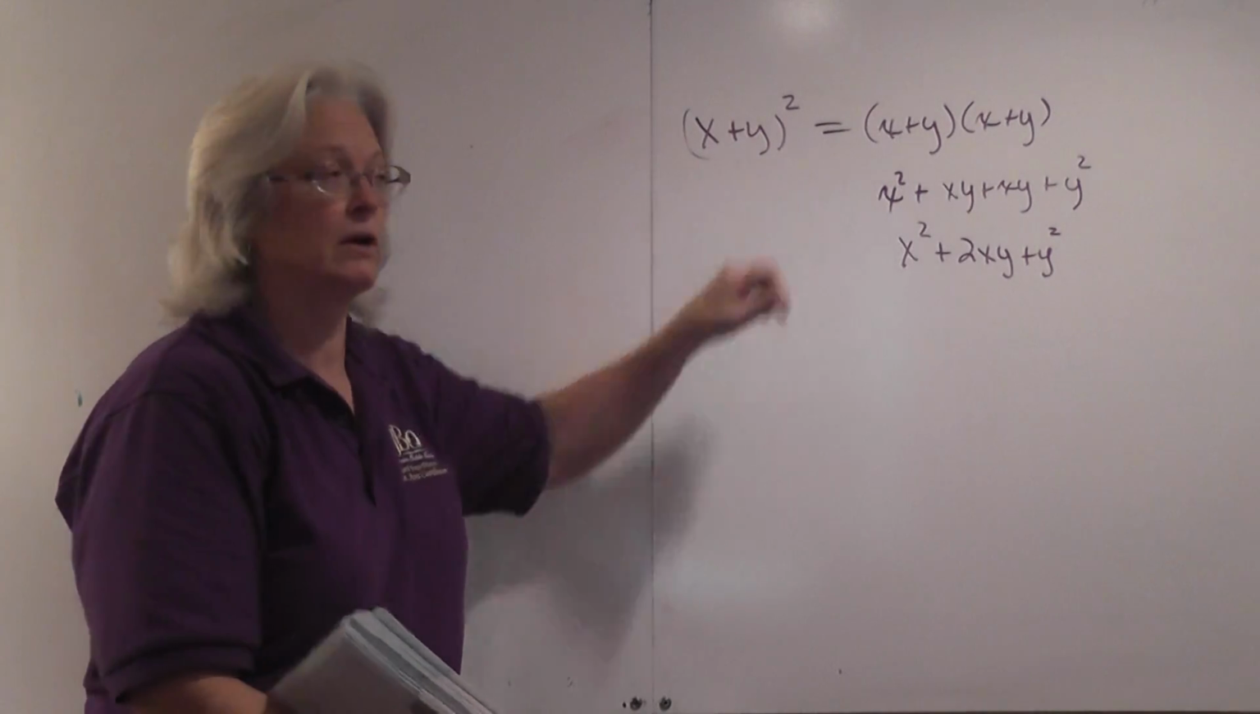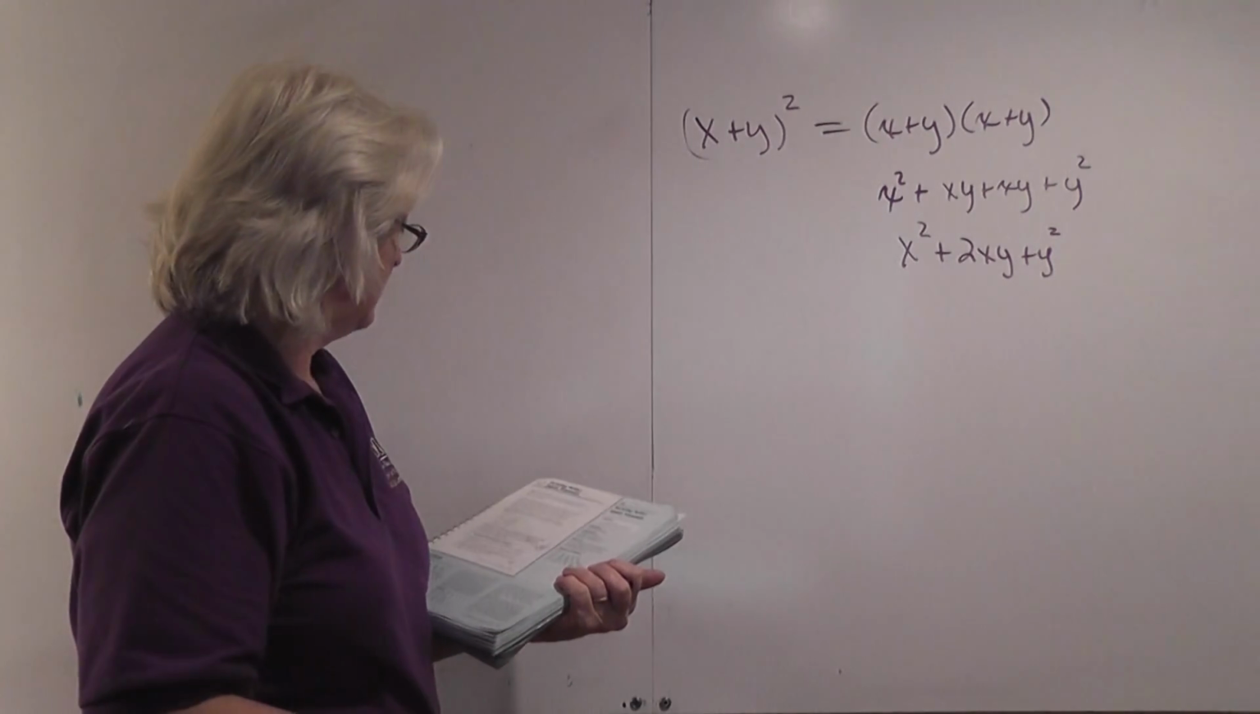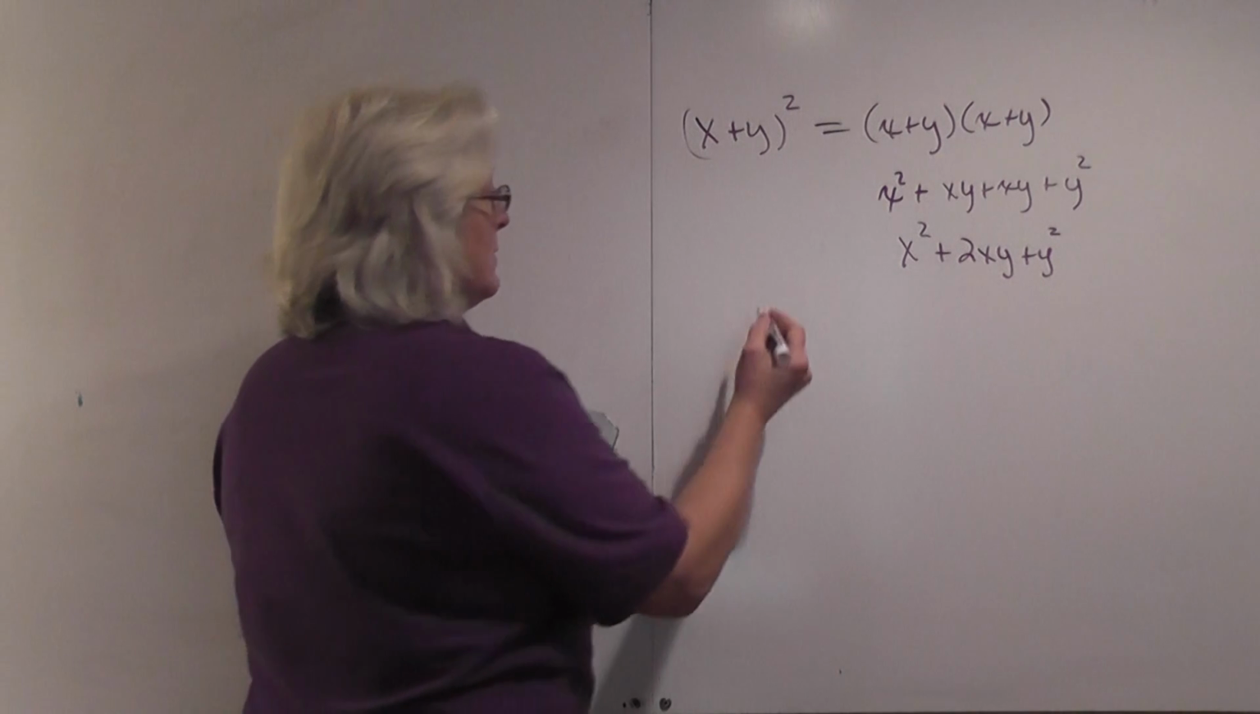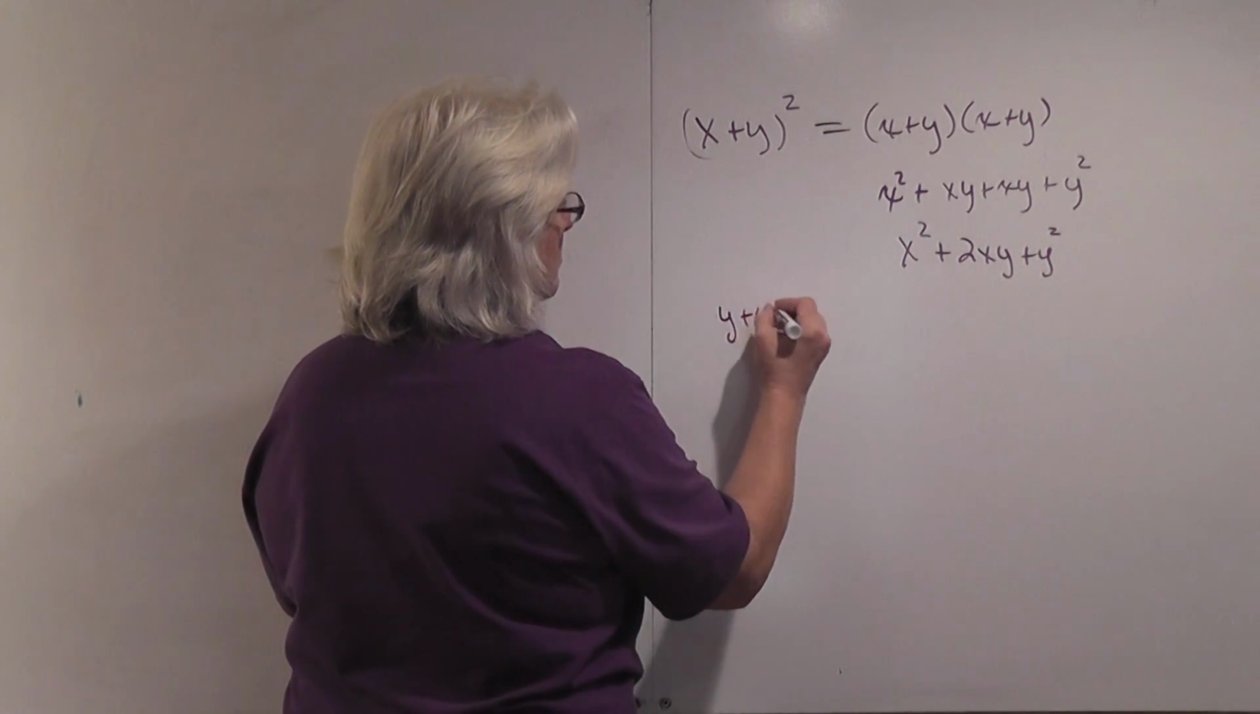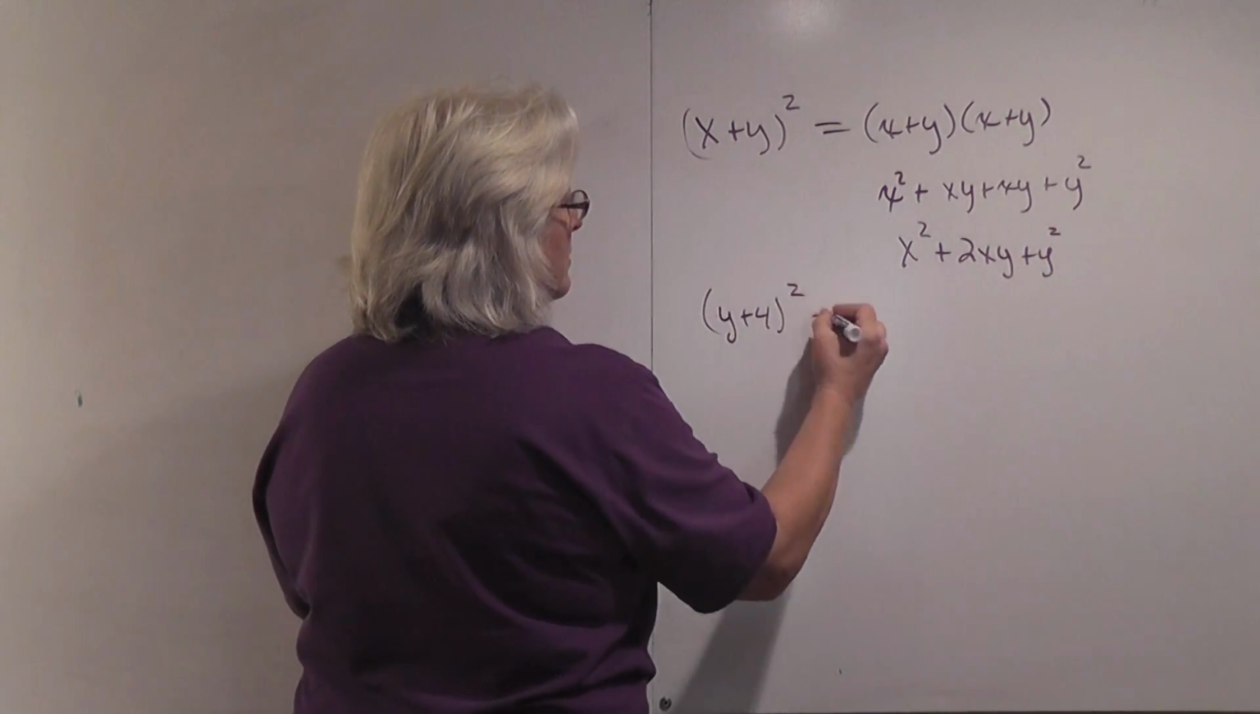for the product of x plus y quantity squared. So what do we have then if we have y plus 4 squared?